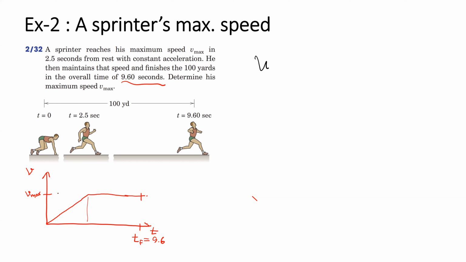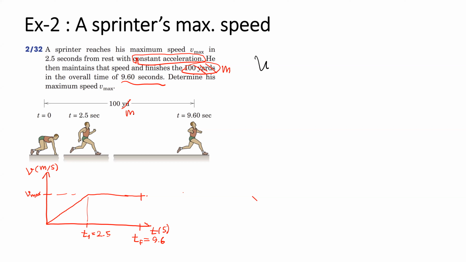And he has constant acceleration, and he reached the maximum speed at time t equal to 2.5 seconds. And the information gives that the total distance is 100 meters.